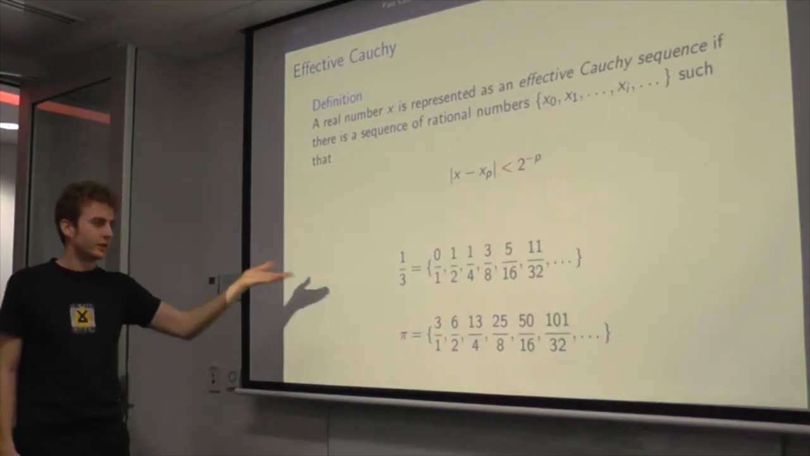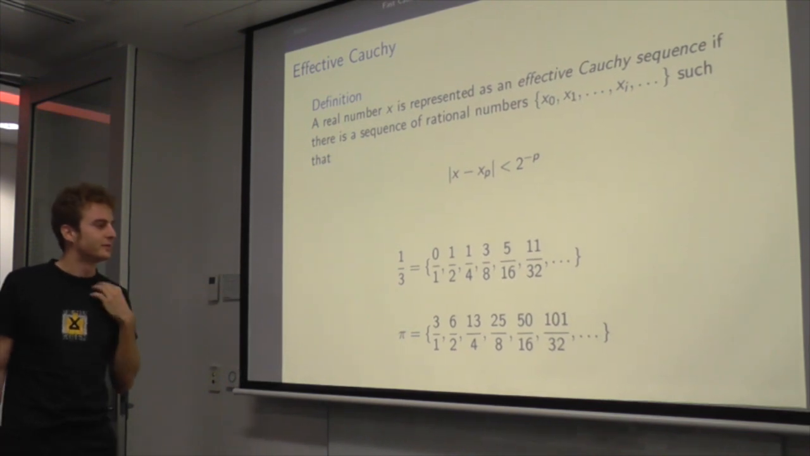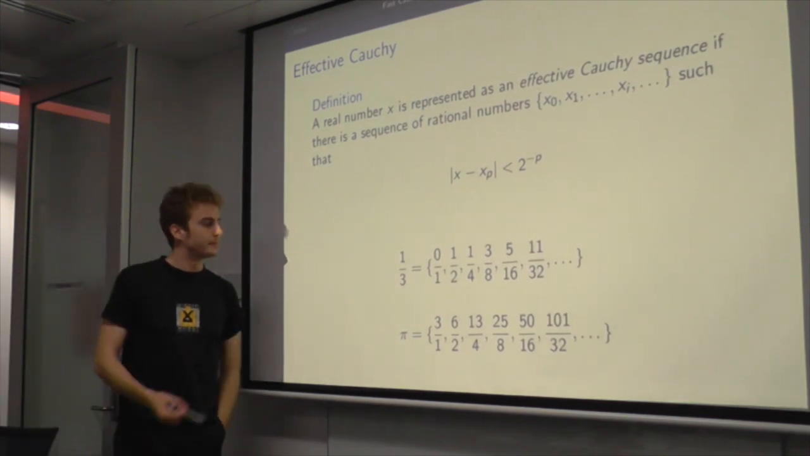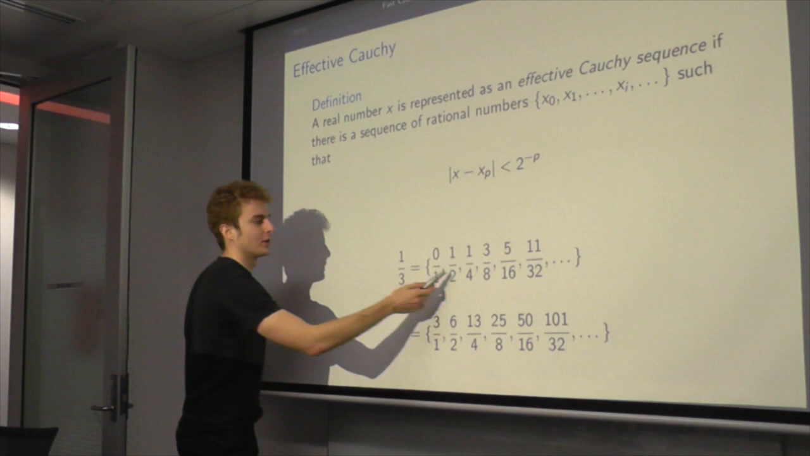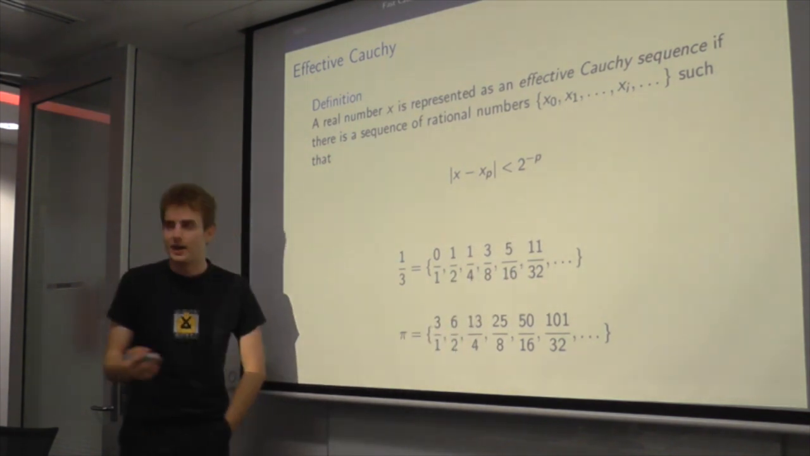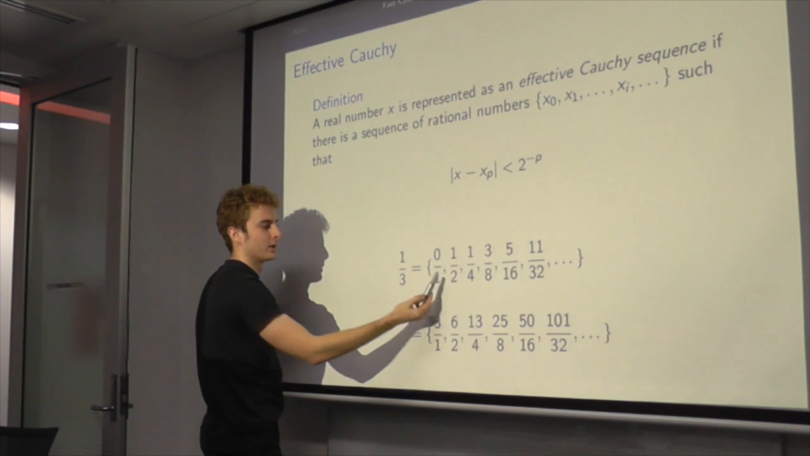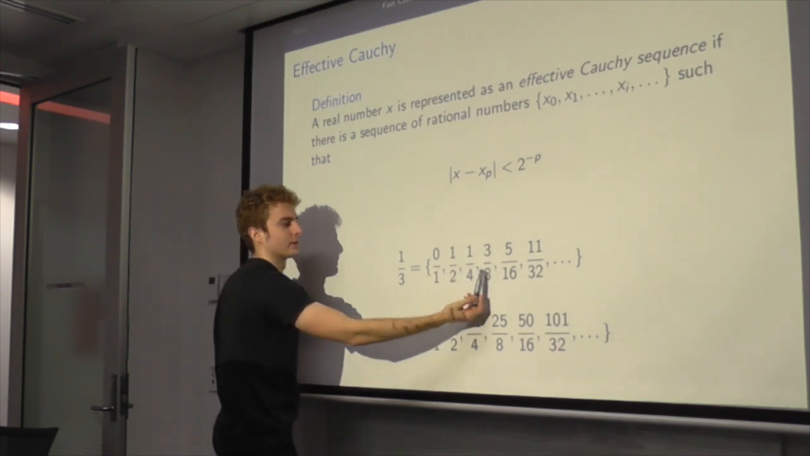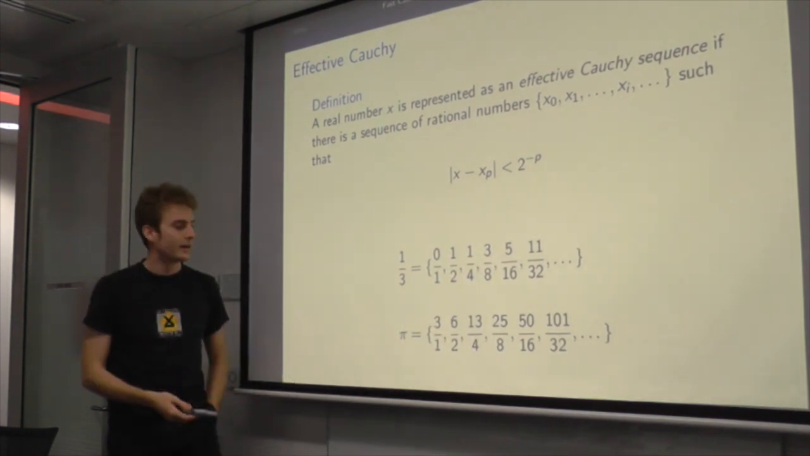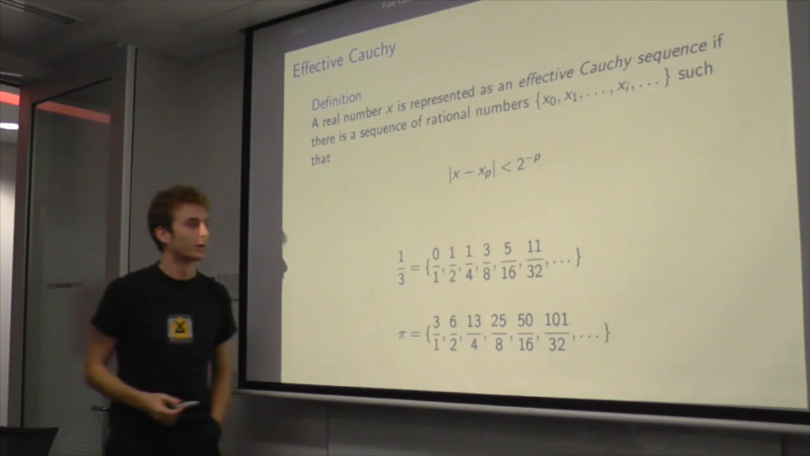Cool. So just an example of what this might look like for some familiar numbers. If we take this sequence of rational numbers, and you go and check the difference between those and the true value, it turns out that they satisfy this. So this one's within 1, this one's within 1/2, 1/4, 1/8, and so on and so forth. And the same down here for pi as well, if you go and work through it.